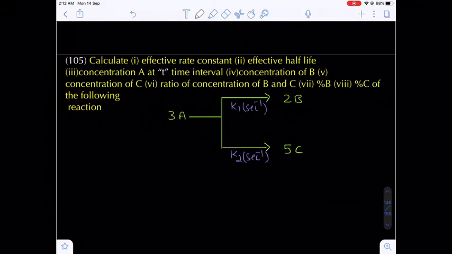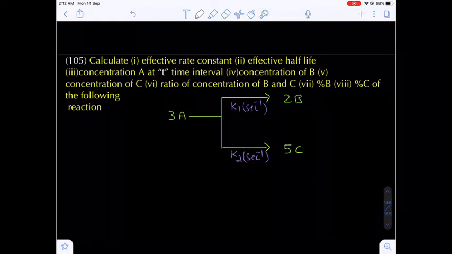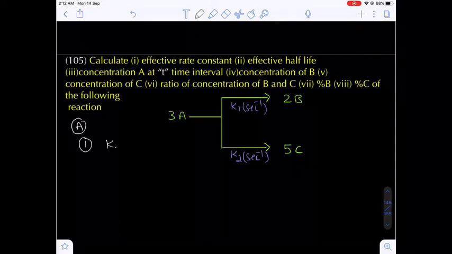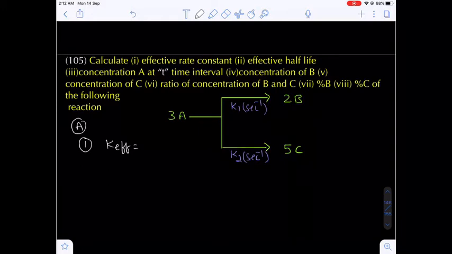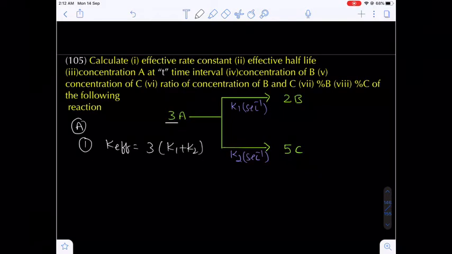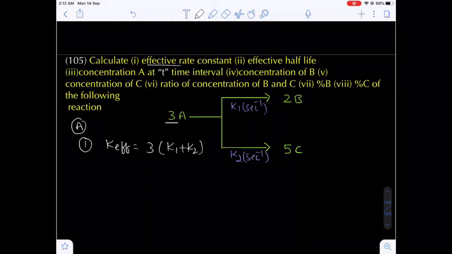Now here, what is the first question? Answer. That is the K effective. K effective is nothing but N1, the stoichiometry of the reactant, that is 3, into (K1 plus K2). Are you getting my point? So this will be the first question's answer: the effective rate constant.